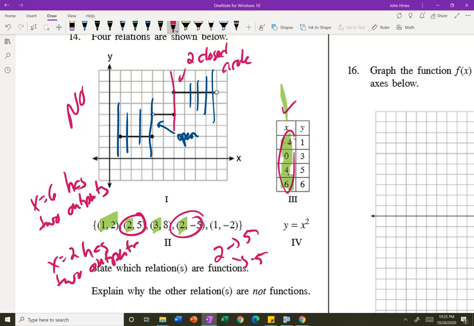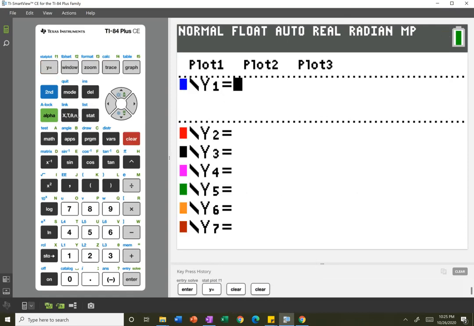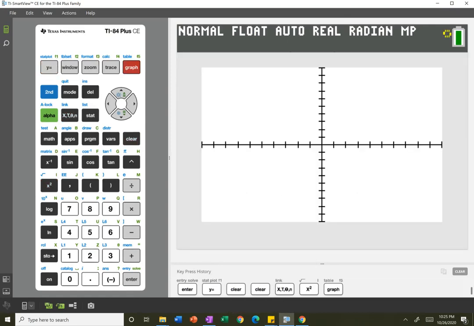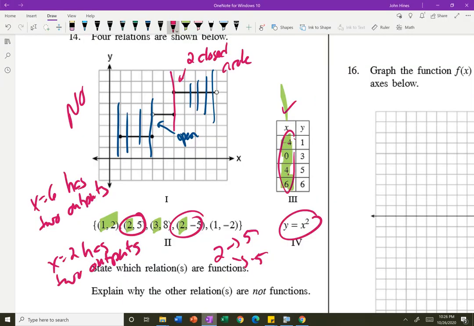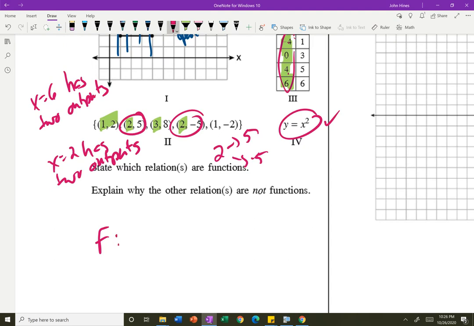Not good. Y equals x squared, I can throw in my calculator. Y equals x squared to look at a graph of it. And it's that U-shaped. And that is good because it passes the vertical line test. So this one is good. So functions are 3 and 4. Not functions are 1 and 2.